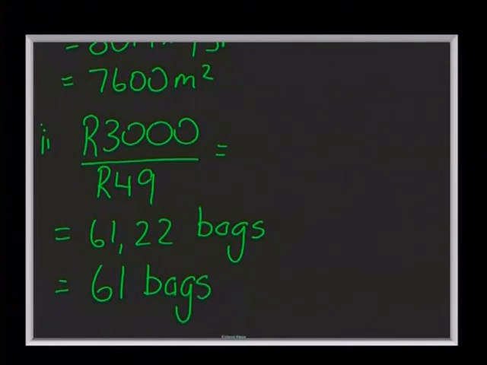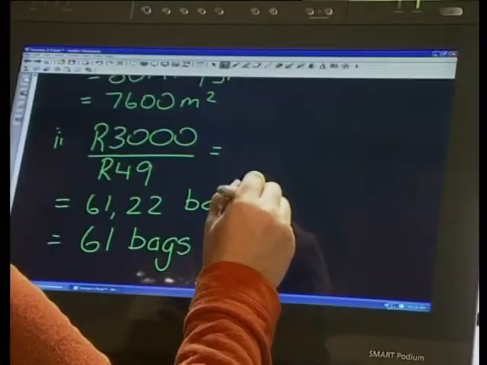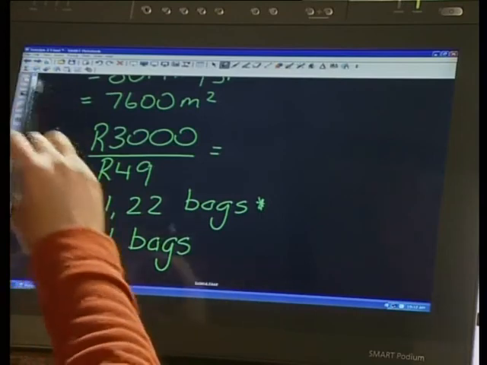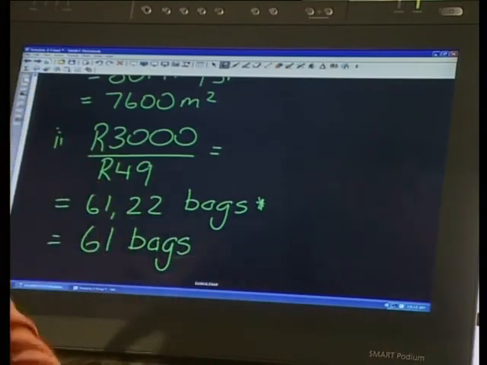Now again, I want you to show all your working. Show this step. Don't just go to the answer of 61 bags. Show every step so that you can explain to the examiner, your teacher, that you know exactly what is going on and that you understand the constraints. And in this case, what were our constraints? The amount of money that we had. We can't buy 62 bags. We don't have enough money. So we round down to 61 bags.